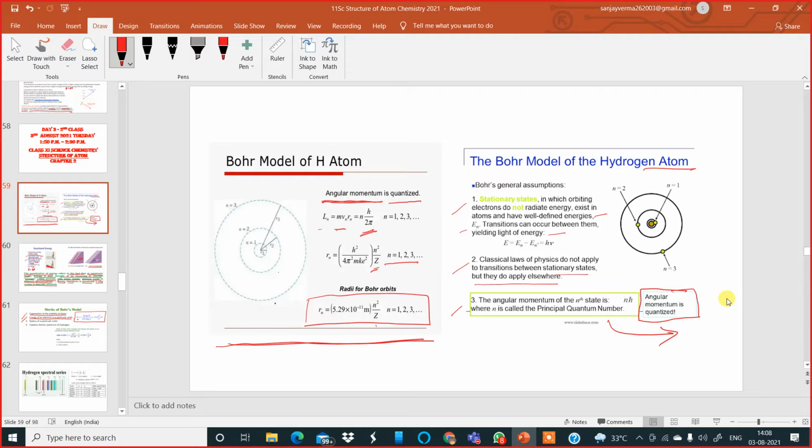Okay, let us continue. Now, Bohr's model of hydrogen atom.